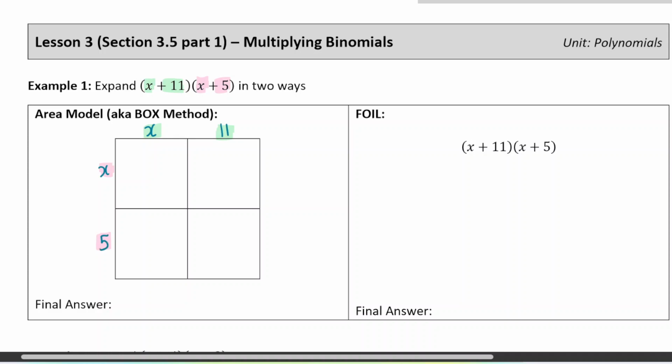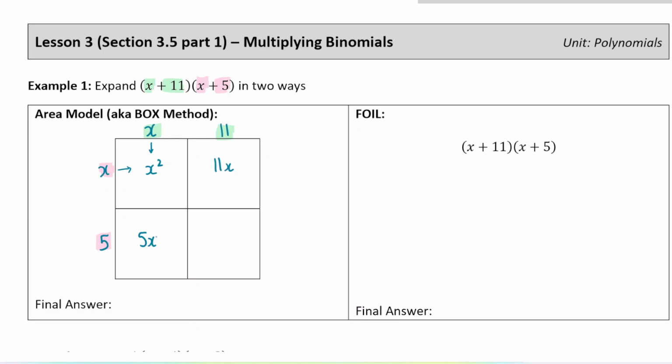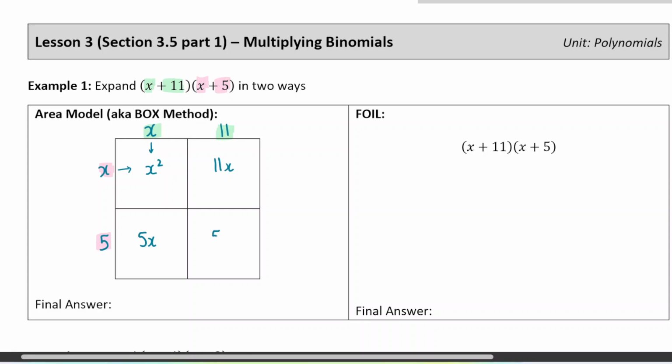Now what we're going to do in each box is just multiply the two terms that are on either side of that box. So for example, in this box here, we're going to multiply x and x to make x squared. Okay, so in this box here on the right, we're going to multiply 11 and x, so it'll make 11 times x. In this box down here, we're going to multiply 5 and x to make 5 times x. Now, typically when you're multiplying a number and a variable together, so a number and a letter, you would write the number in front and the letter second. That's just by convention. 5 times 11 is 55.